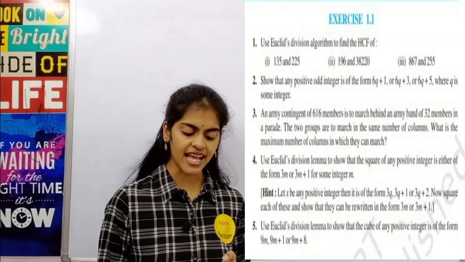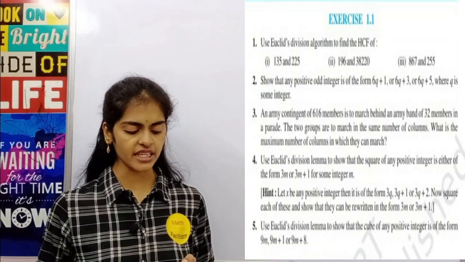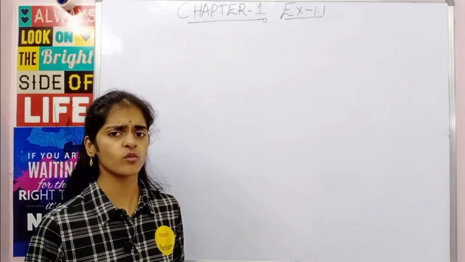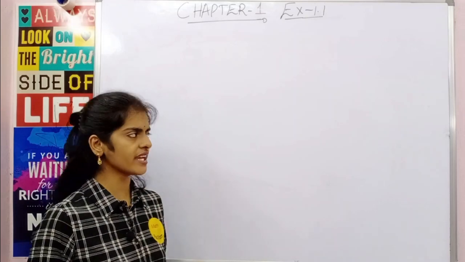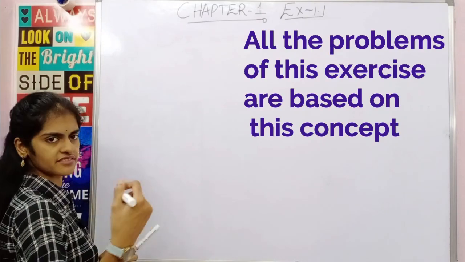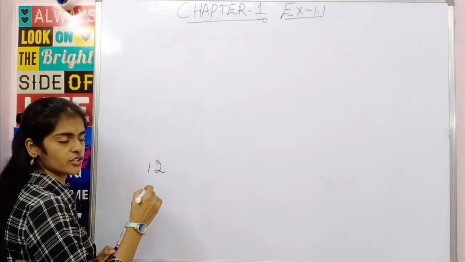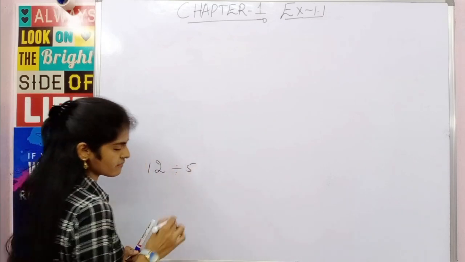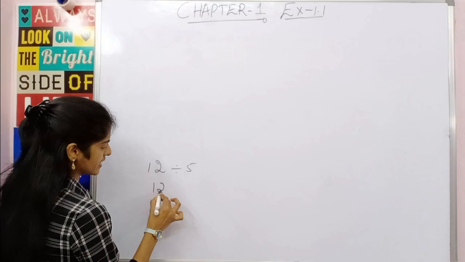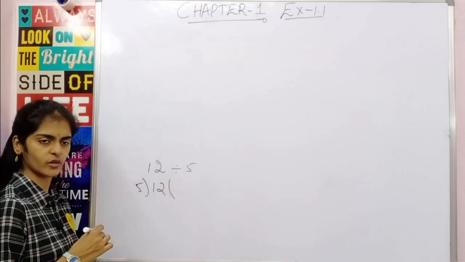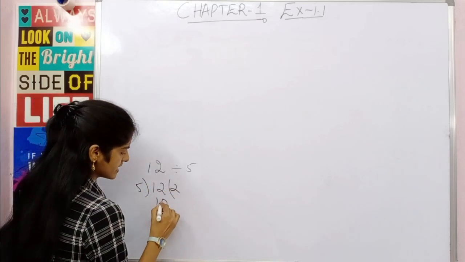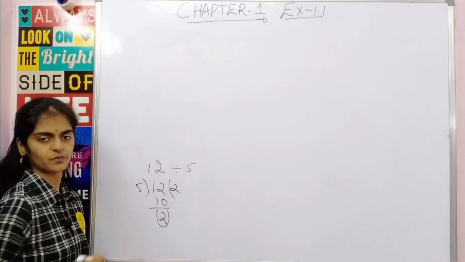Now the first question is, use Euclid's division algorithm to find the HCF of the following numbers, okay? So firstly, let us quickly revise what is Euclid's division algorithm, okay? Suppose you have a number, say 12, and you want to divide it by 5. How will you do that? You will divide 12 by 5, okay? So 5 2s are 10, and now the remainder is 2.